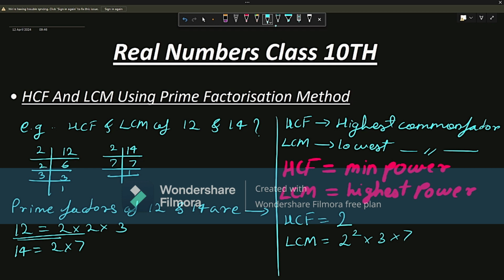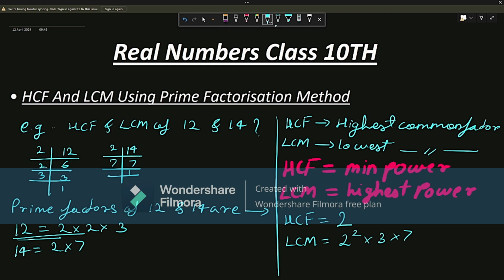Okay, like this you have to do. Suppose I have given another number like 16, for example. So 2 into 2 into 2 into 2. 2 2's are 4, 2 2's are 4, and multiplied it will be 16. How many 2's are here? 4. So if you're finding the LCM of 12, 14 and 16, then the LCM will be 2 to the power 4 into 3 into 7, like that. Now this is just for example purposes. So this is how you have to find the LCM and HCF.